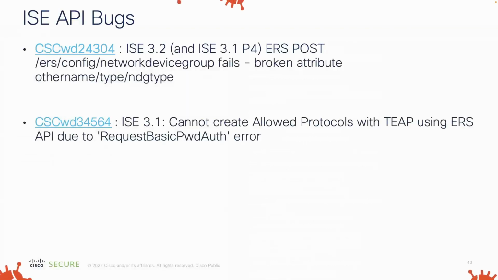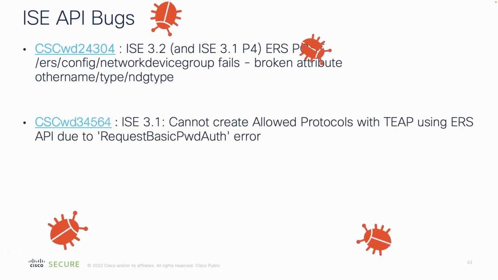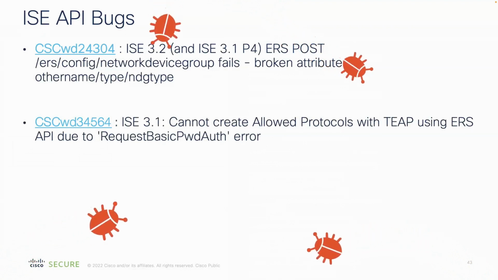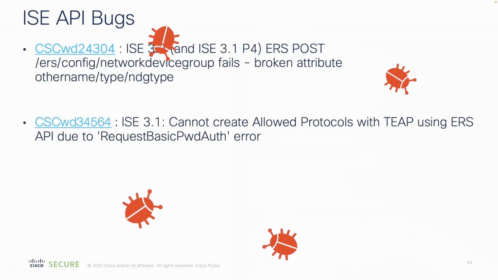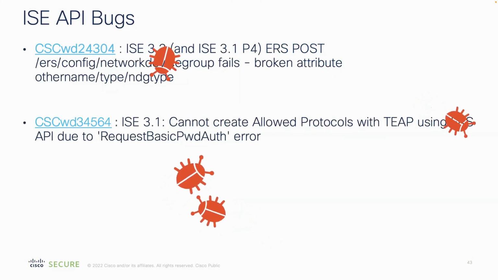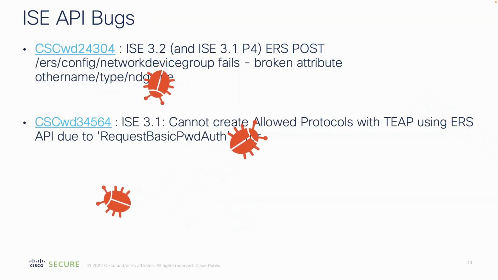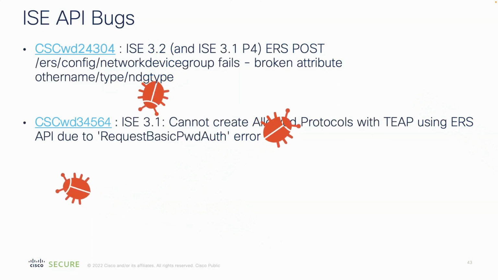All right. Some bugs I want you guys to be aware of. One of the ones I hit was in ISE 3.1 patch 4, the one that we're running right now, and in ISE 3.2, the network device group. If you go to provision it, there was a change the developers made, and it was a breaking change, and they shouldn't have done it.